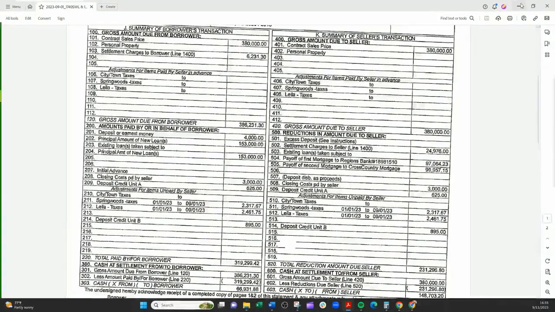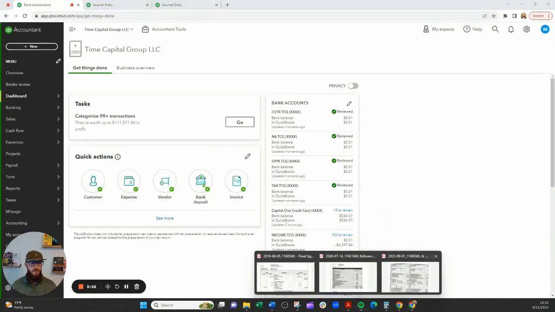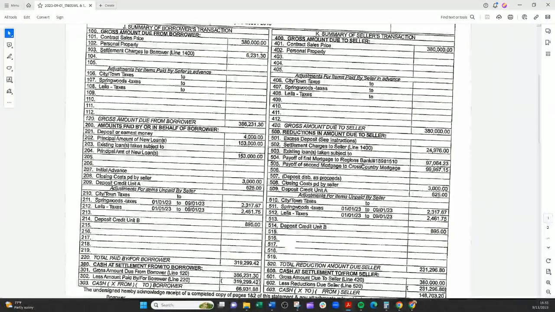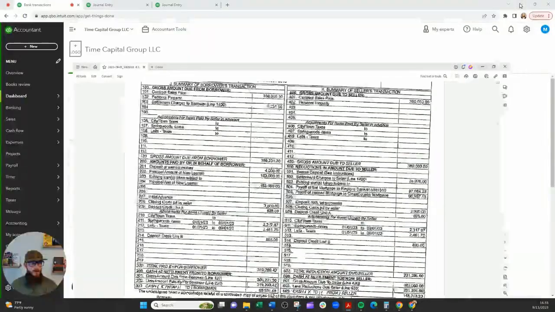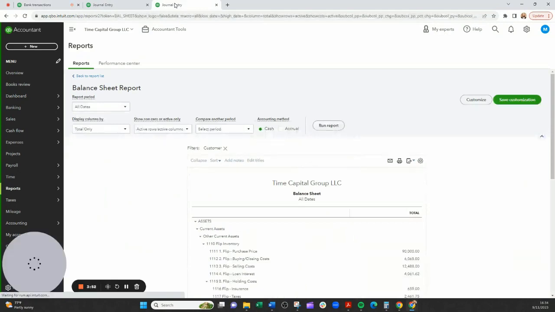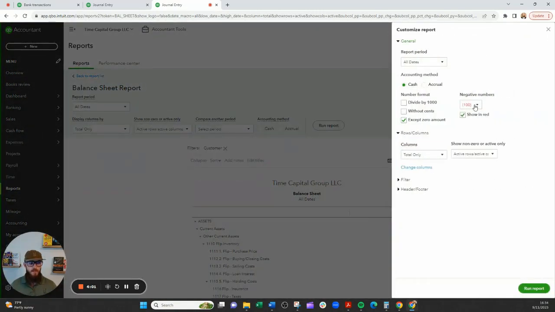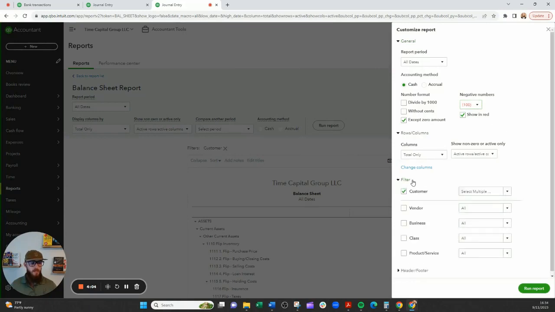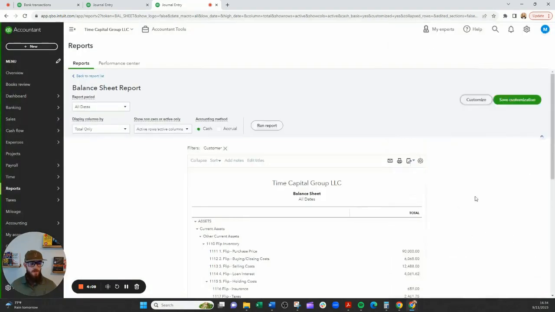So, before we even do that, we'll go back to the HUD statement for a second. So you can see this mortgage payoff is $99,957.15, okay? And so what we want to do from here is go to reports, hit balance sheet report. You're going to pull all dates, totals only, cash, customize, do our negative number customization that we like, filter customer, and hit the property we are concerned with, run report.